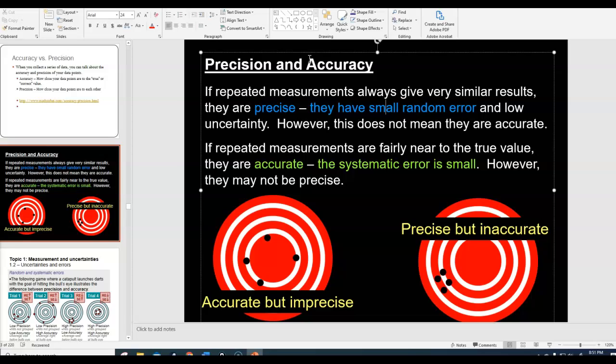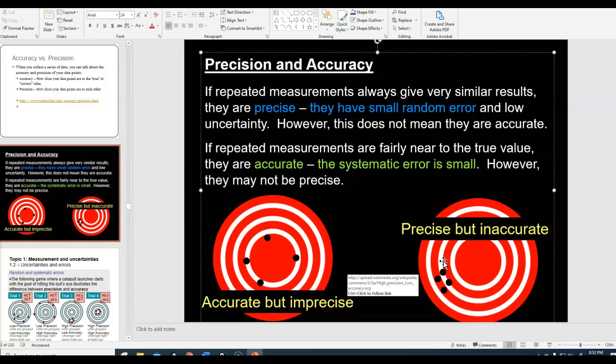All right, now again, there's a difference between precision and accuracy. If you have repeated measurements that are pretty close to the true value, that means they're accurate. That means the systematic error is small. However, they might not necessarily be precise. Here we can see, using the analogy of a target where the center is the true or accepted value, accurate and not precise, or precise but inaccurate. Here the data is precise because it's grouped pretty close together, but they're all offset. Notice how they're all offset from the center of the circle.